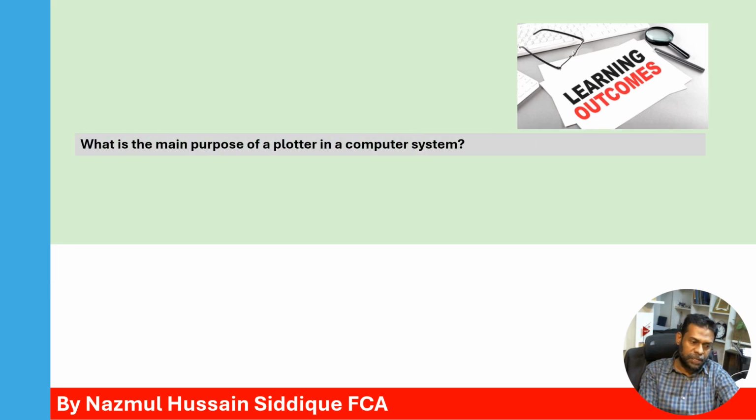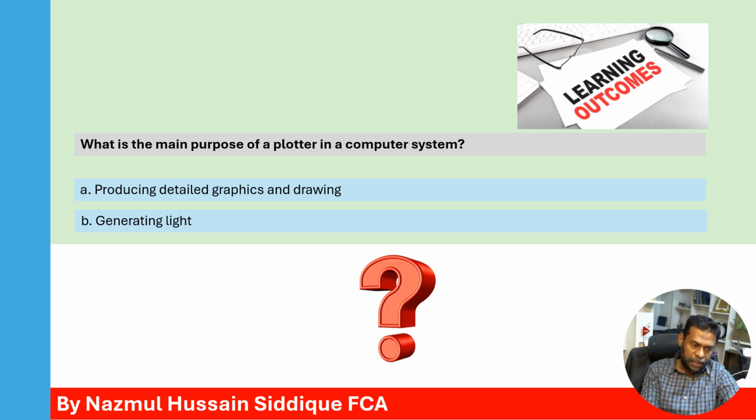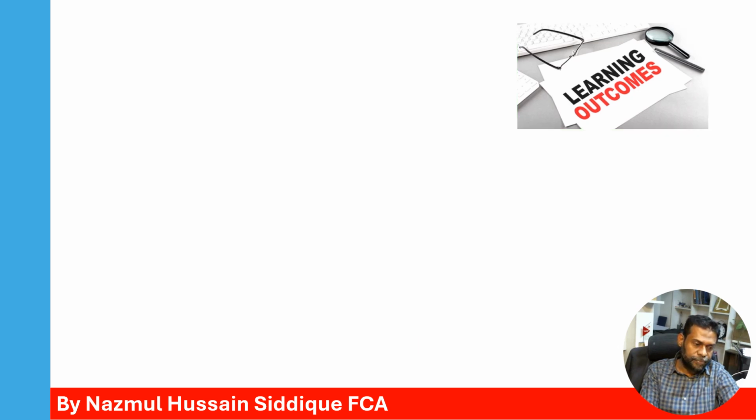Next question. What is the main purpose of a plotter in a computer system? Producing detailed graphics and drawing, or generating light? Which one is the correct answer? The correct answer is A. Producing detailed graphics and drawing is the main purpose of a plotter in a computer system.